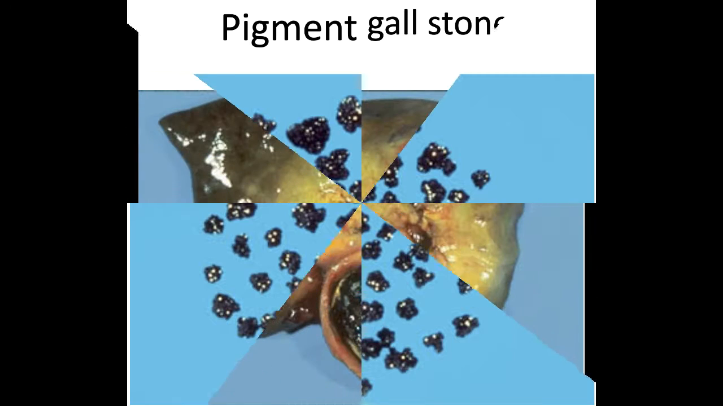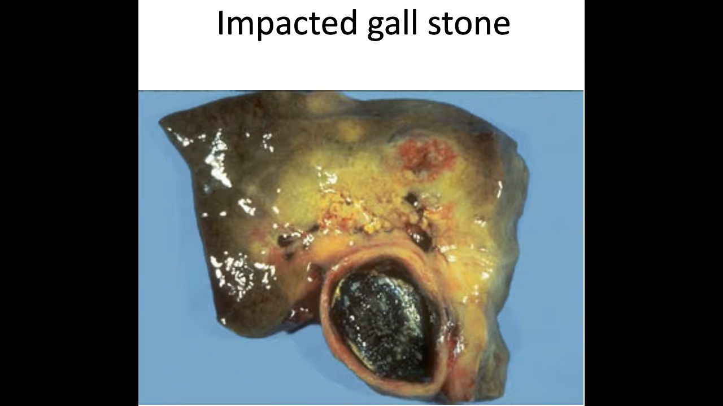Next, the impacted gallstone. You see a very big stone that has been impacted, and the liver parenchyma is showing abscess formation. So this is a catastrophic complication of gallbladder stones. These are pigment stones. Definitely it is black in color. Most of the time it will be soft to touch. So 75% of these pigment gallstones are radiopaque.